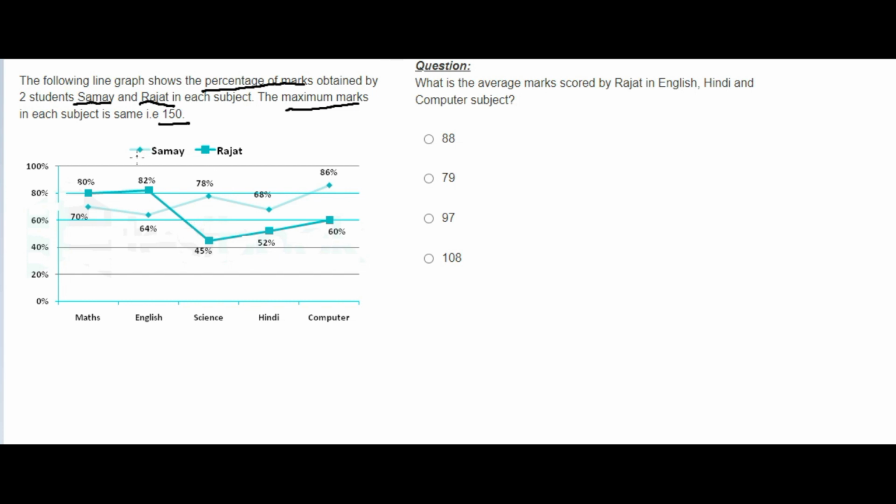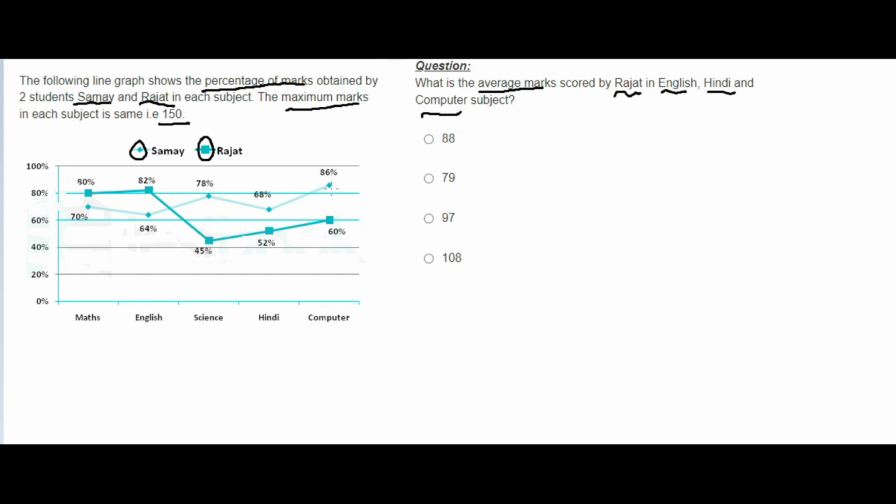So look over here, this triangular, that's a rhombus shape, shows Samay, and this square shape shows Rajat. So what they asked in the question: what's the average mark scored by only Rajat? They are not mentioning Samay, only Rajat, in English, Hindi, and computer.